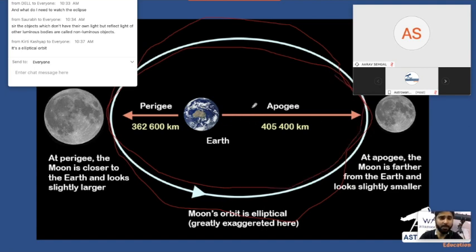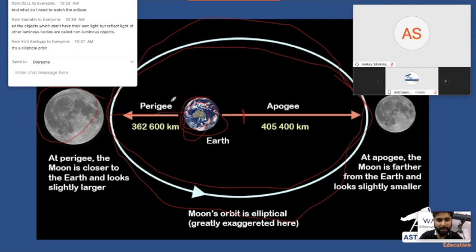Now in an ellipse, the earth is not exactly at the center but somewhat shifted to one side. We call this foci, but you do not need to know this. What we are trying to tell you here is, at some point on the orbit of the moon around the earth, the moon comes very close to the earth, and we see a bigger moon.